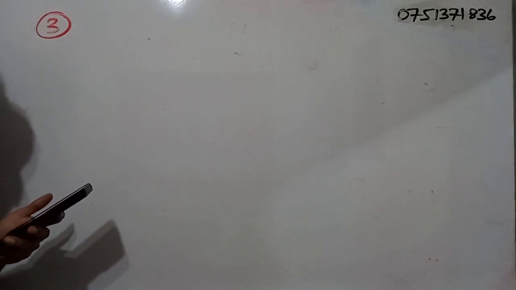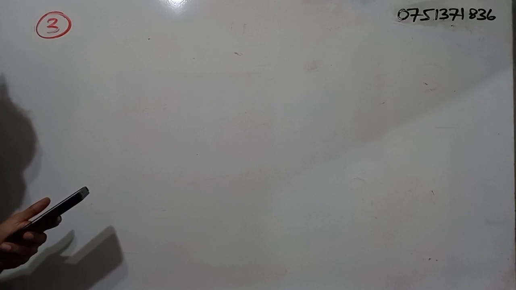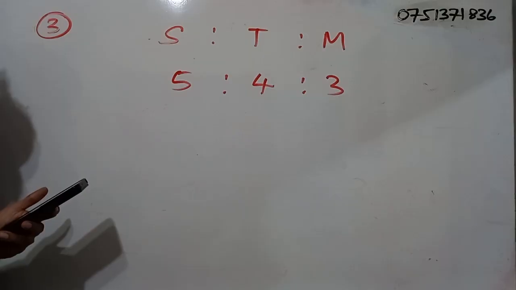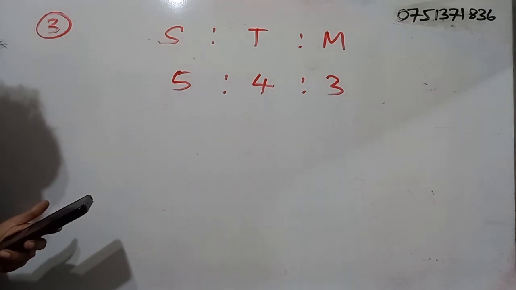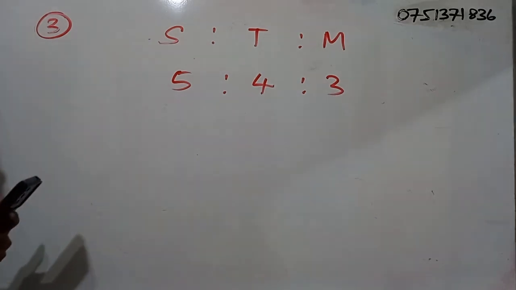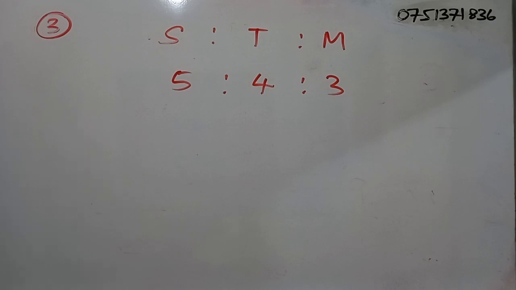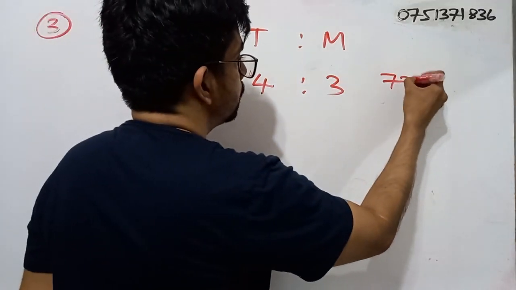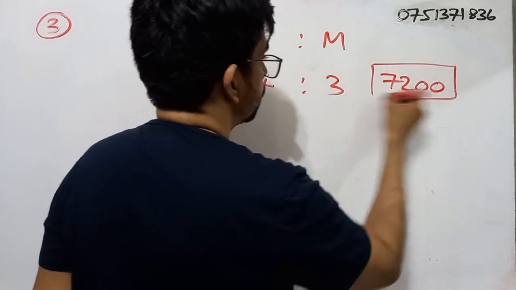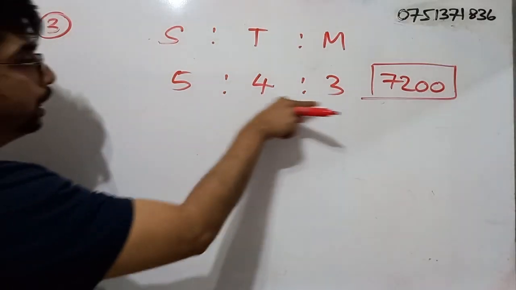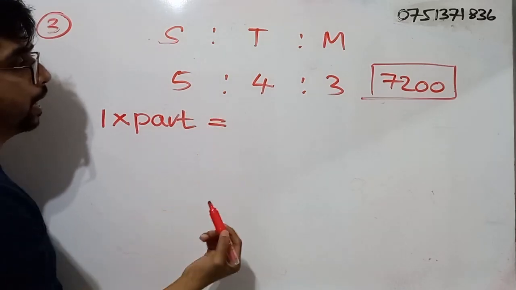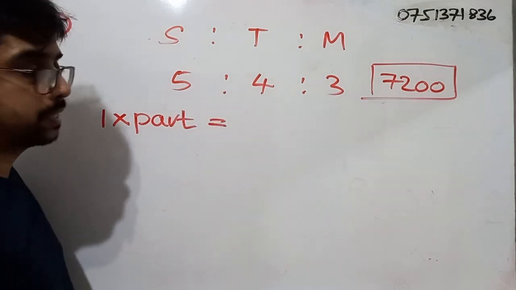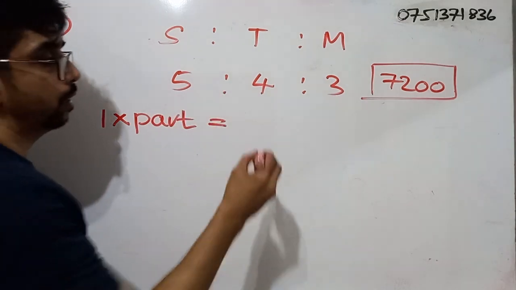Question number 3. The ratio of Sinhalese to Tamils to Muslims in a certain city is 5 to 4 to 3. If the total population in the city is 7,200, find how many Sinhalese there are in the city. So the total population is given to us, which is 7,200. This is the population in numbers. So we have been given the ratio, no? So we can calculate the value of 1 part. How many total parts are there? 5 plus 4, that's 9. 9 plus 3, that's 12.